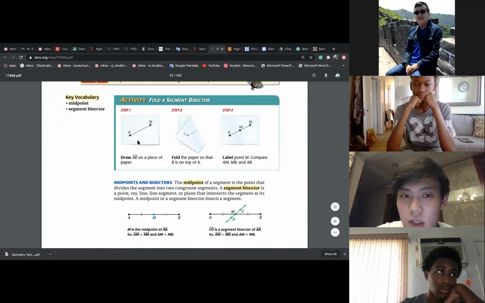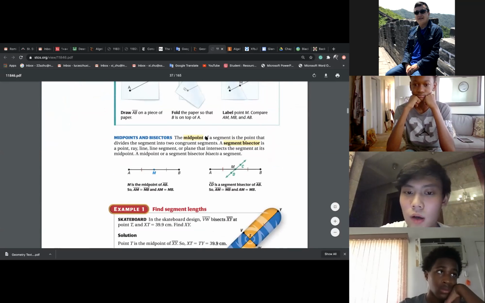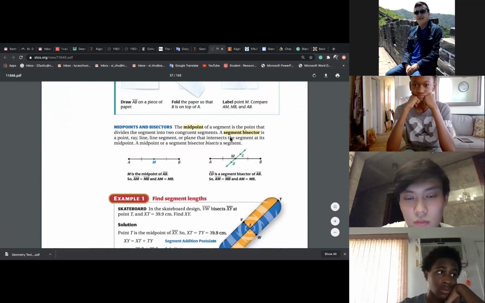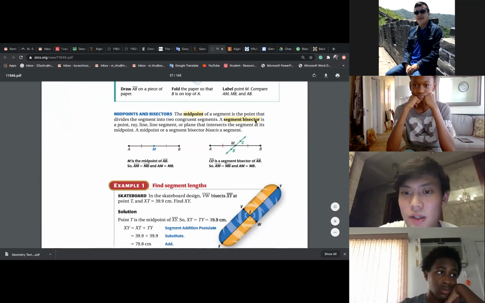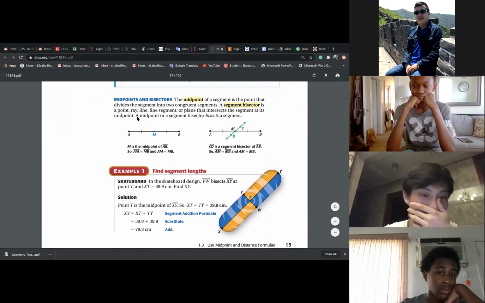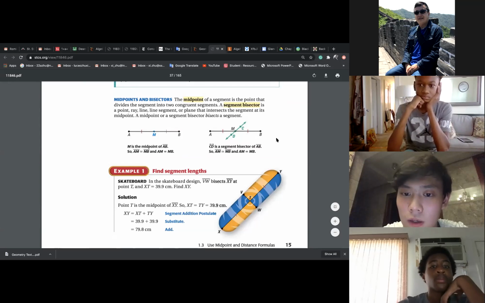Here, that's how they're going to prove the distance between two points. The midpoint of a segment is the point that divides the segment into two congruent segments. A segment bisector can be a point, a ray, a line, a line segment, or a plane that intersects the segment at its midpoint. So you say a midpoint or segment bisector bisects a segment. That's how it works. So line CD is a segment bisector of line AB.